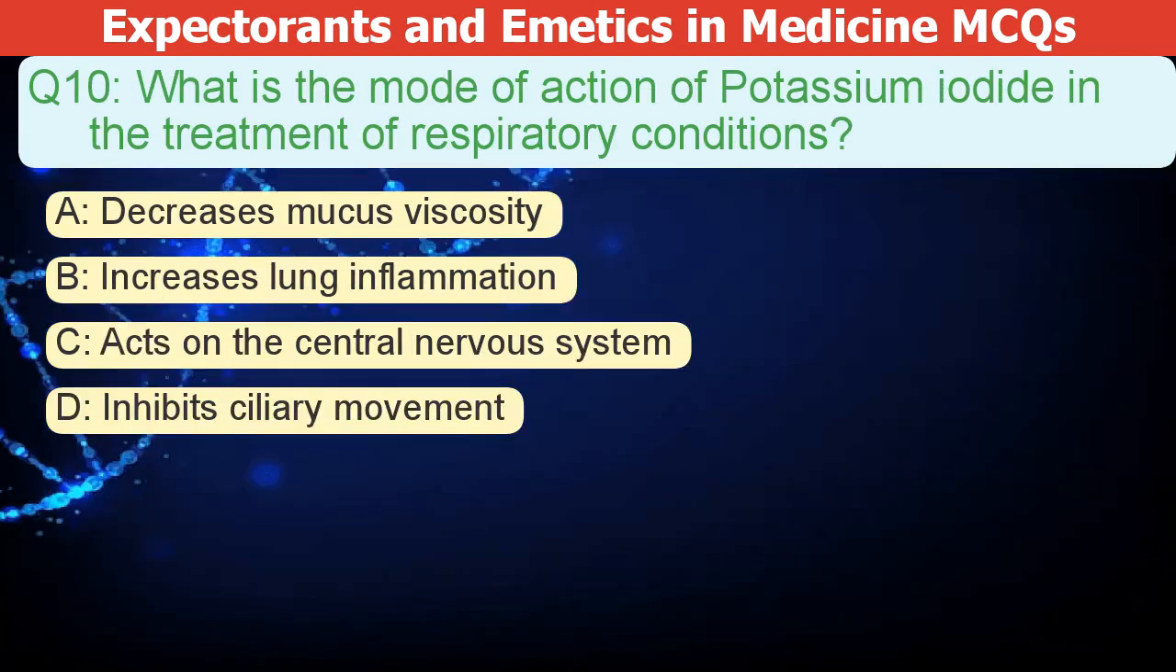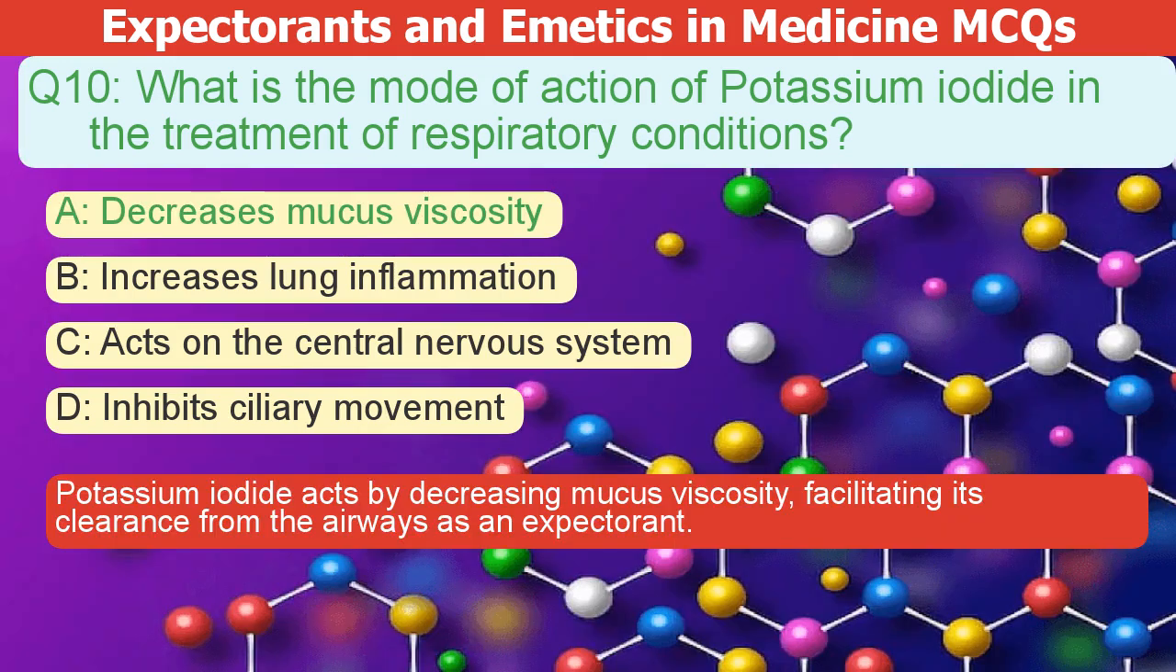What is the mode of action of potassium iodide in treating respiratory conditions? A. Decreases mucus viscosity. B. Increases lung inflammation. C. Acts on the central nervous system. D. Inhibits ciliary movement. The correct answer is A. Potassium iodide acts by decreasing mucus viscosity, facilitating its clearance from the airways as an expectorant.